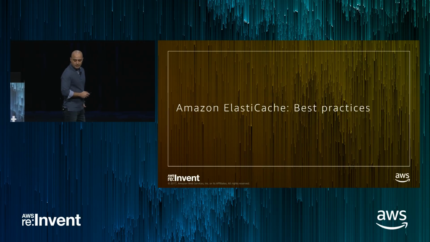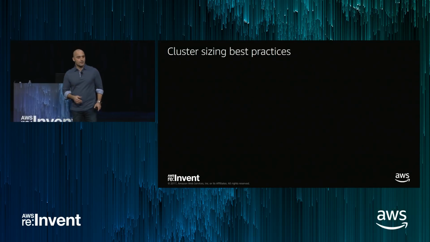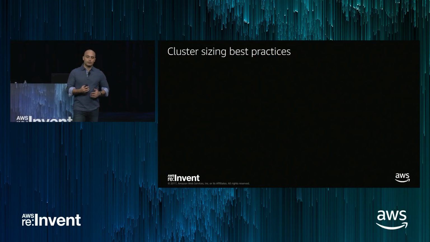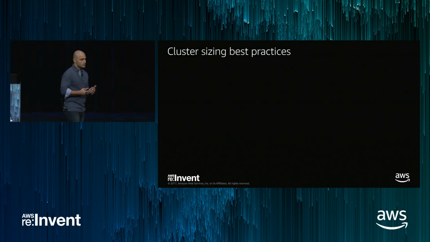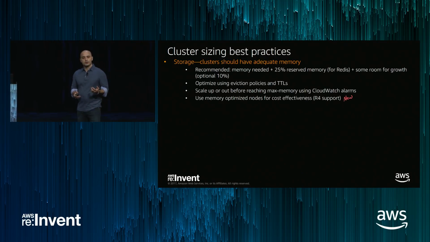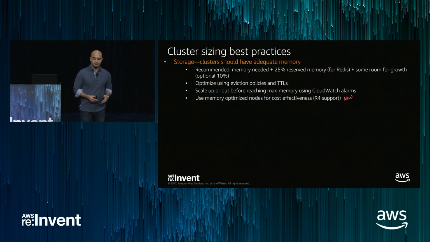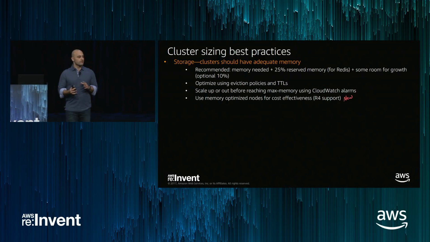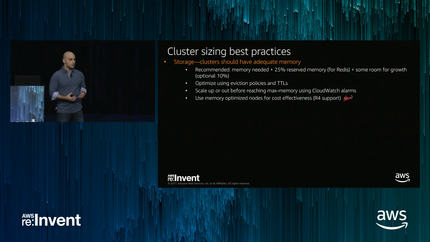All right, so let's spend some time here and talk about best practices. The first one that we're going to view is cluster sizing. When you're building a cluster, there are a few things that you want to really consider. The first one is storage, which is sort of the default one. You'll want to take a look at how much data you actually need, and then you want to add 25%. This is reserved for Redis for those background operations that we talked about, and by default, we'll reserve that for you.